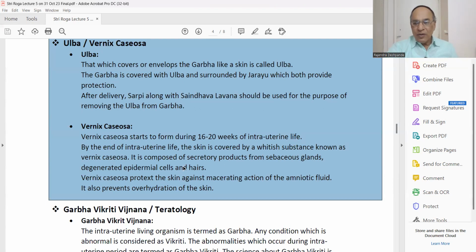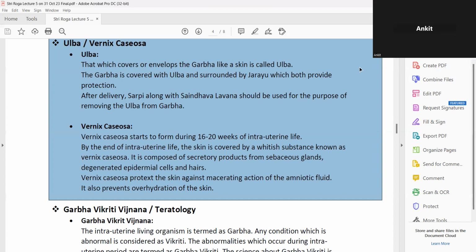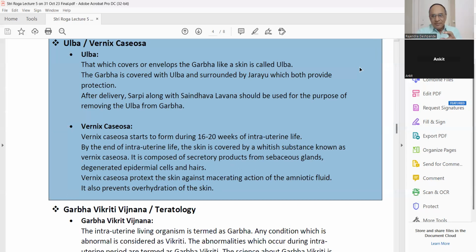It is composed of, how it is formed? Secretory products. It's like secretions from sebaceous glands, degenerated epidermal cells, and hair. Okay, so we are talking about Ulba, that is similar to Vernix Caseosa.